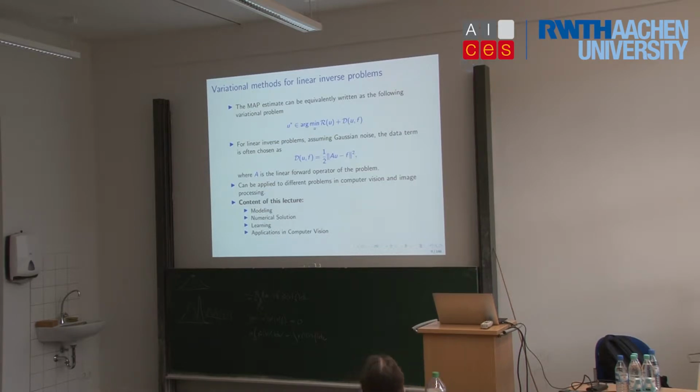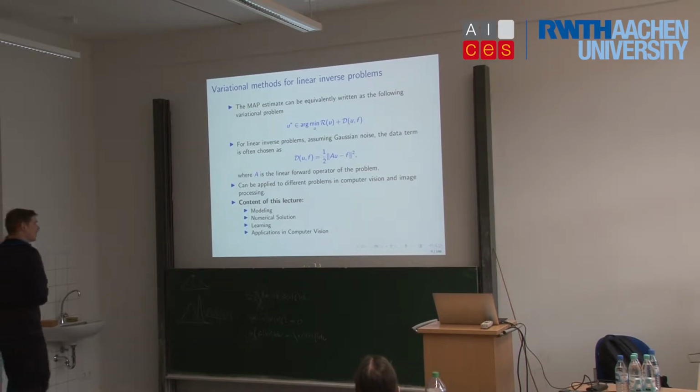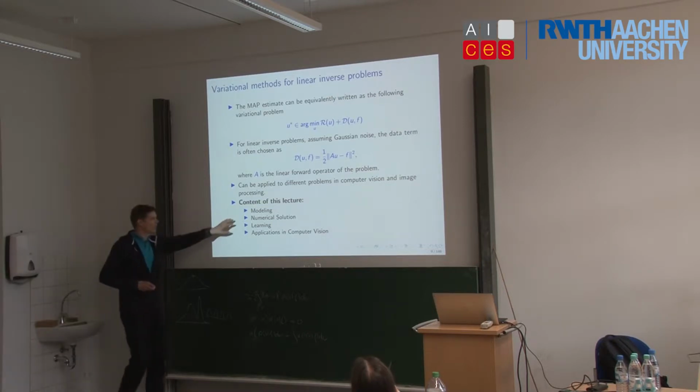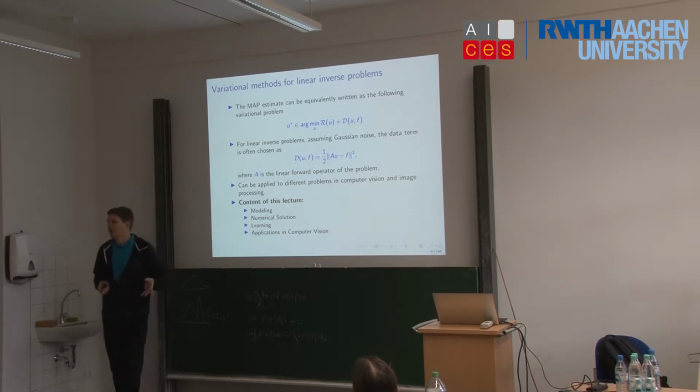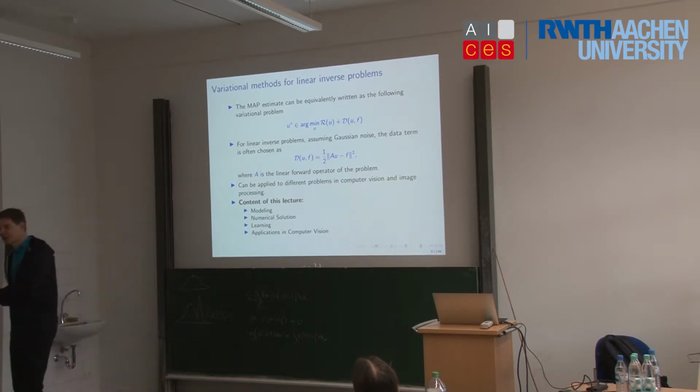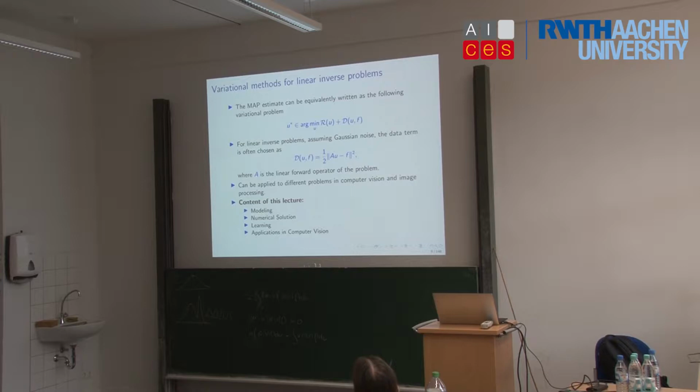So the content of this lecture today will be to talk about the modeling, what are good models for mainly R of U, but sometimes also about this data fidelity term. But the data fidelity term is mostly given by the application. As I said, for MRI it's a Fourier transform, for CT it's a Radon transform, for denoising it's the identity, for deconvolution it's a blur kernel, and so on. So this is more or less always given.